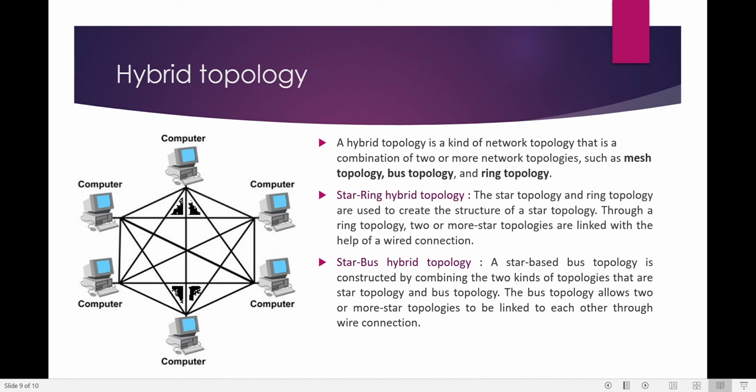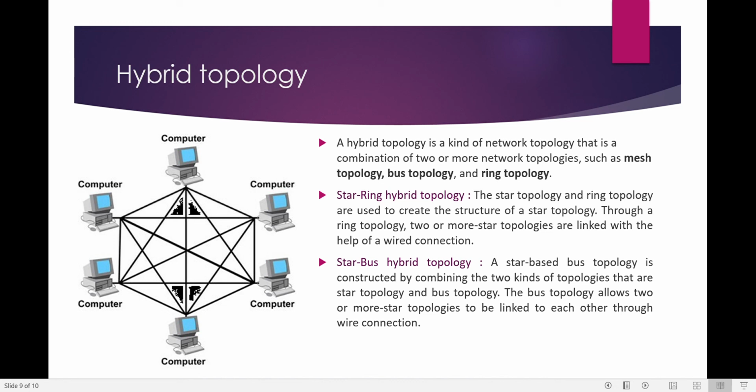Now, one more type of topology is a hybrid topology. A hybrid topology is a kind of network topology that is a combination of two or more network topologies such as mesh topology, bus topology, and ring topology. So basically, when two or more topologies are combined, that is known as a hybrid topology. So one of the types could be, say, star ring topology.